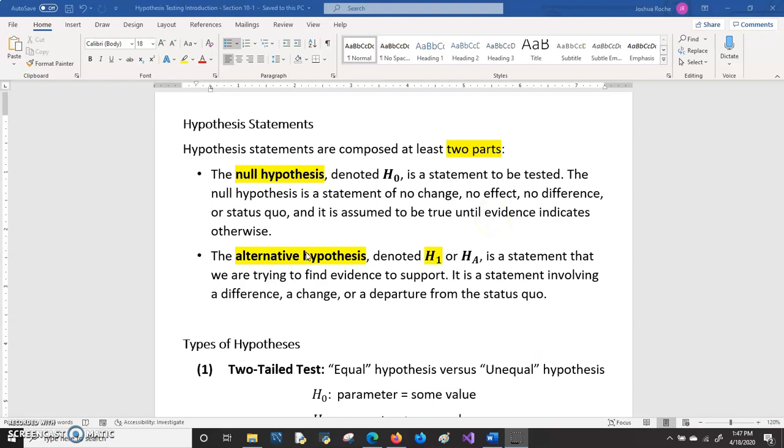The second part to a hypothesis statement is the alternative hypothesis. It's symbolized with either an H sub 1 or an H sub A. In our book, they use H sub 1. And the alternative hypothesis is a statement involving a difference or a change or some departure from the status quo. Usually it's the statement that you as a researcher are trying to investigate. Either you're trying to find evidence that supports it or that does not support it.